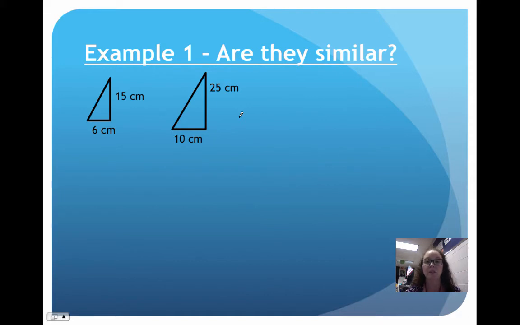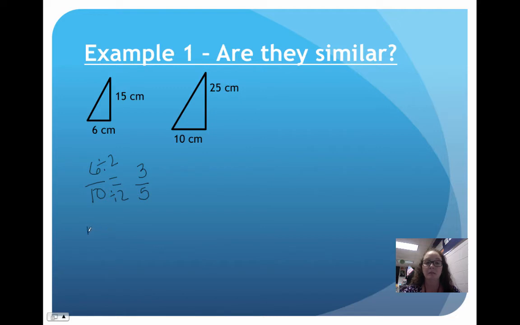All right, let's look at these triangles here. Are they similar? Well, let's take corresponding sides. We'll look at this side right here. We have a 6 to 10 ratio. 6 and 10 have a common factor of 2. 6 divided by 2 is 3. 10 divided by 2 is 5. Let's check the other side.